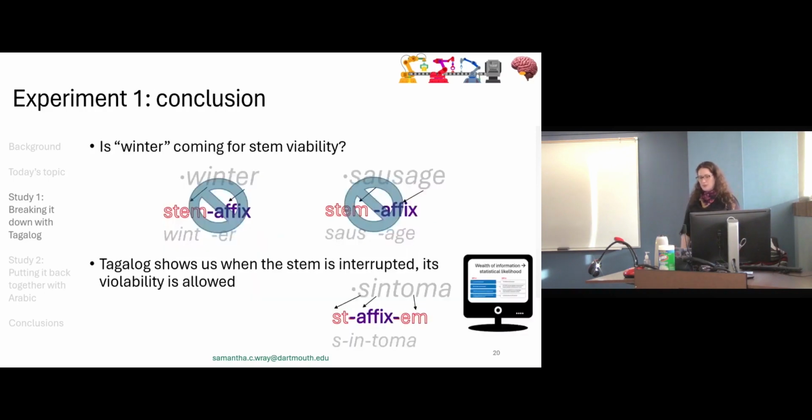So, is winter coming for stem viability? Perhaps. This shows us that we're more like ChatGPT than we want to be. Maybe. Maybe you want to be like ChatGPT. I don't know. No judgment.